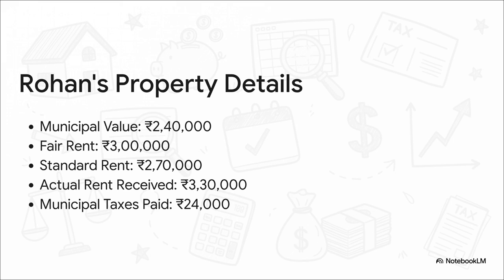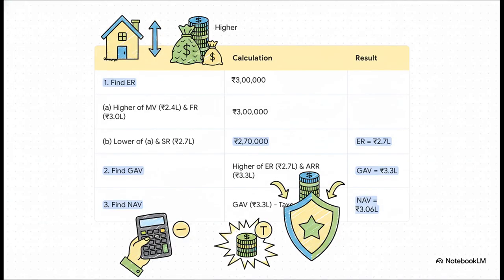Let's plug these into our formula. Okay, let's walk through this. Step 1. We find the expected rent. We take the higher of the municipal and fair rent, which is 3 lakhs.